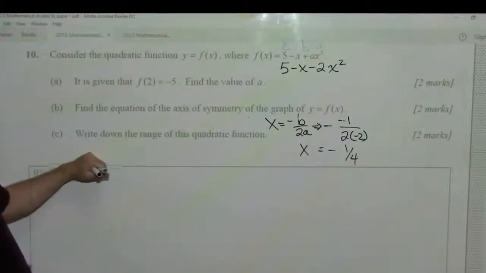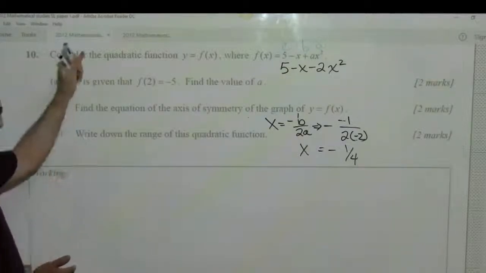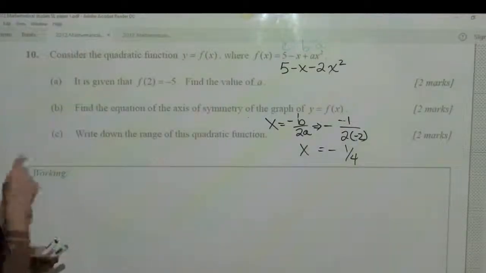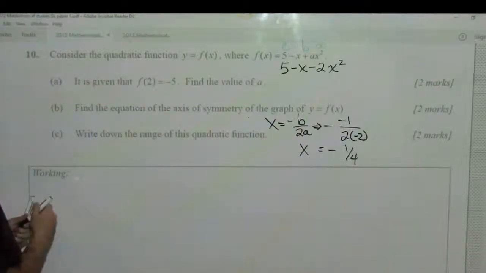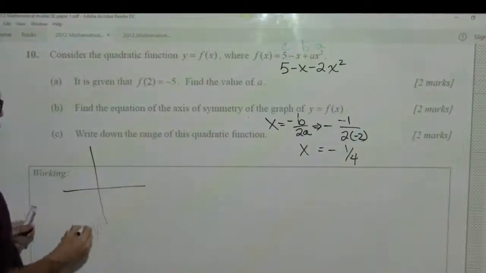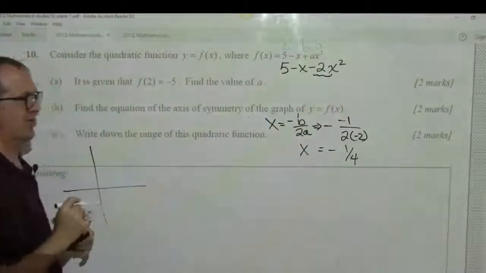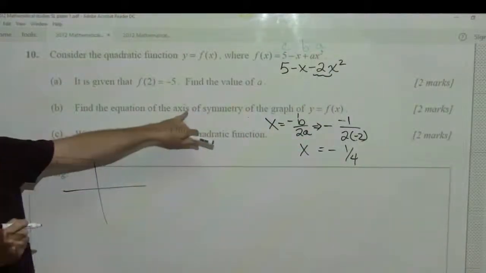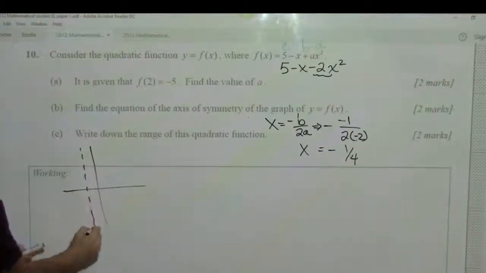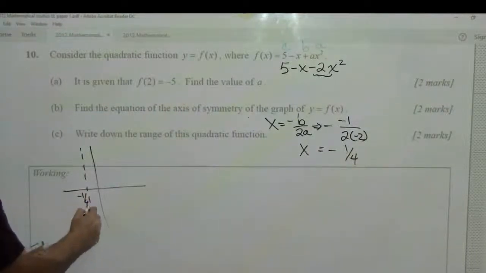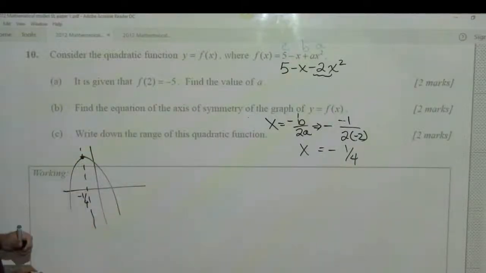Now we're going to answer part C, which is to write down the range of this quadratic function. Range is the y values. It's a quadratic, so we know it'll have a maximum or minimum. If I first think of a bit of the sketch, I know it's going to open down because my x squared term is negative. The axis of symmetry is where this maximum point is going to be. So somewhere along x equals negative 1/4, it would have a maximum value.